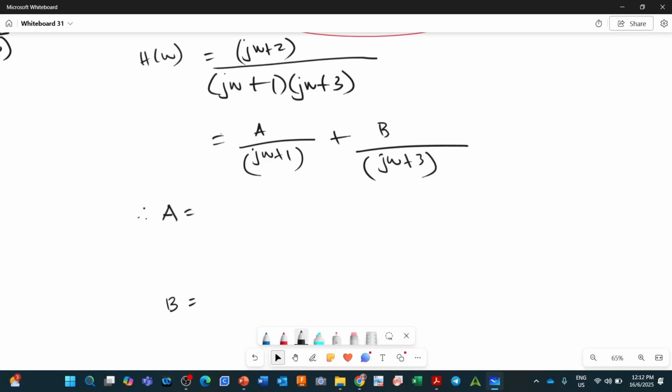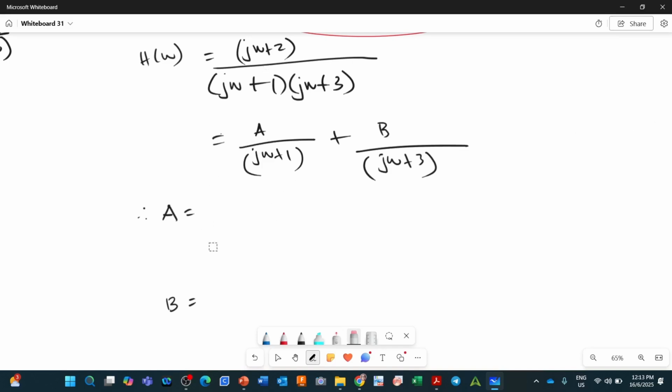Okay, if you notice, you have learned control already, right? You learned it in Laplace, or last time you also learned Laplace. So basically, in Laplace, J omega is equal to S. So if you write it out, it will be A over S plus 1 plus B over S plus 3, the same way. If you're confused by J omega, just change it to S, but don't forget to change it back to J omega, because we are not answering in Laplace, we are answering in terms of the frequency domain, which is Fourier transform. Okay, so A, what do you get?